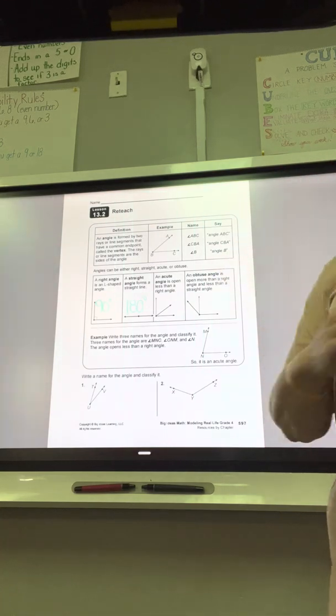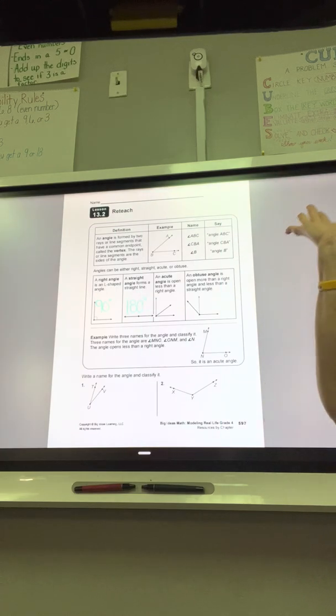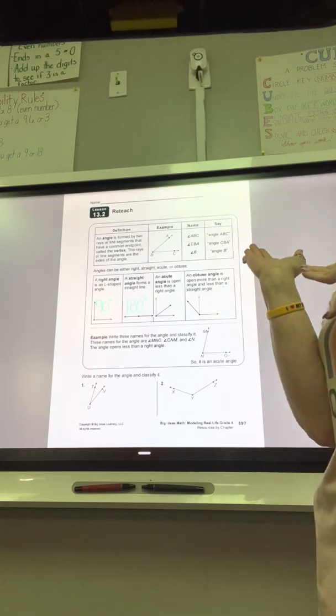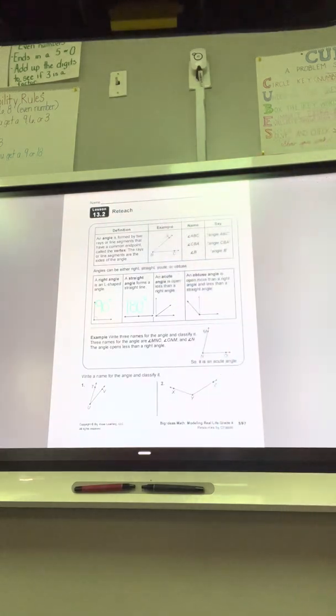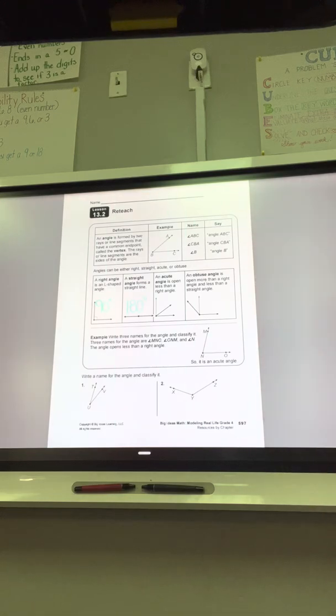And then, if it is open bigger than 90 degrees, way open wide, that's an obtuse angle. Obtuse, because it's big. Wide open, bigger than 90 degrees. What's 90 degrees? A right angle. It is just a right angle.